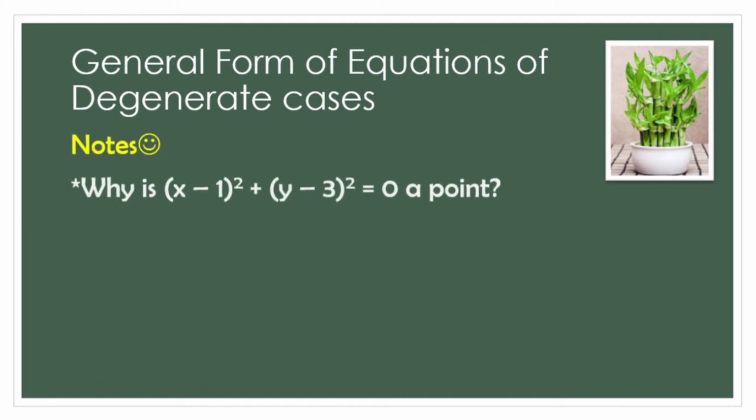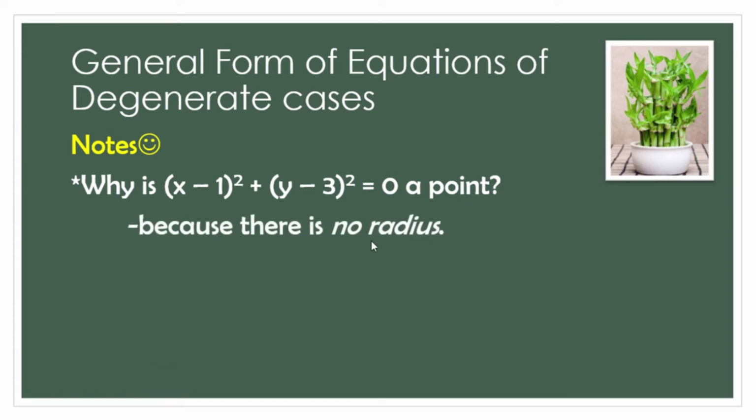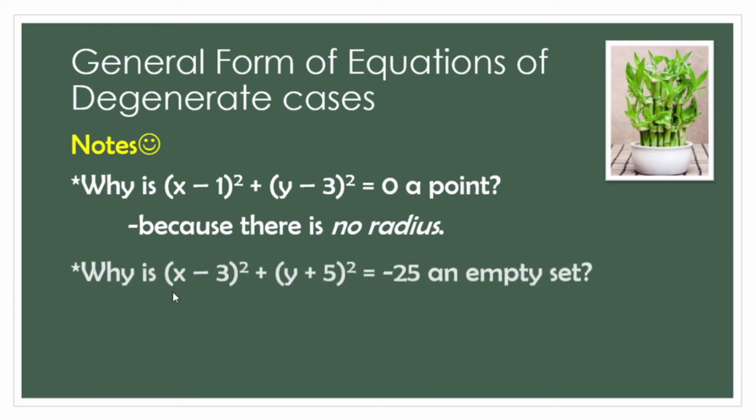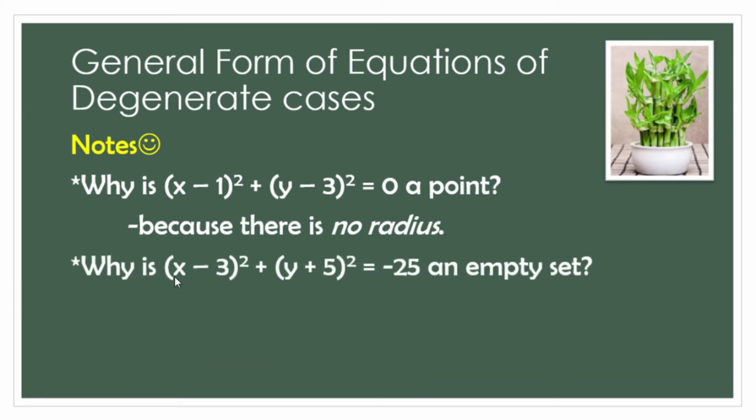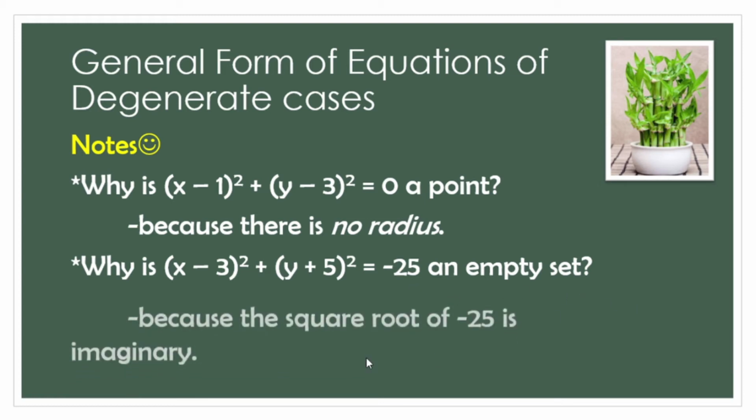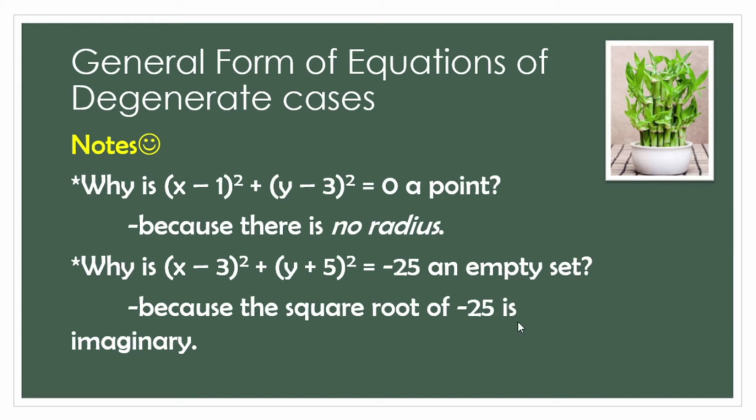So, let's have a short note. Why is it that x minus 1 squared plus the quantity y minus 3 squared is equal to 0 a point? The answer is, there is no radius. As you can see here, the radius here is equal to 0. And then why is the quantity x minus 3 squared plus y plus 5 squared is equal to negative 25 an empty set? This is because the square root of negative 25 is imaginary.